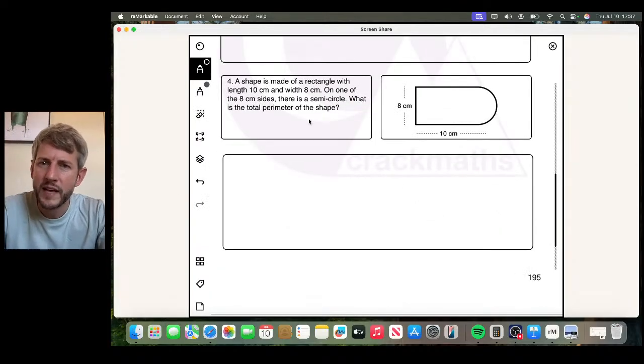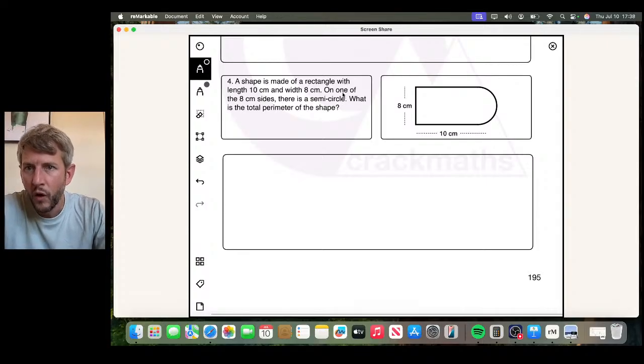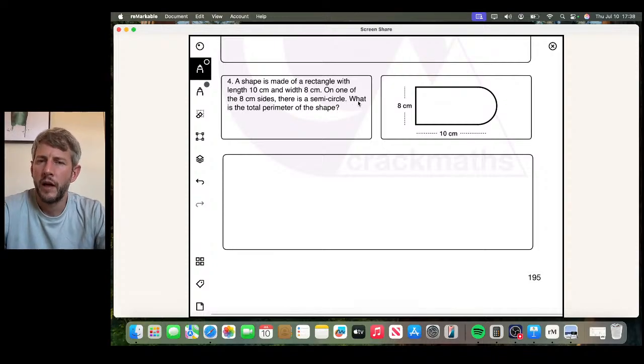So question 4 says a shape is made with length. A shape is made of a rectangle with length 10 centimeters and width 8 centimeters. On one of the 8 centimeter sides there is a semicircle. What is the total perimeter of the shape? Okay, so here we go. I think that's fine with this one. It doesn't read as badly as that other one did.